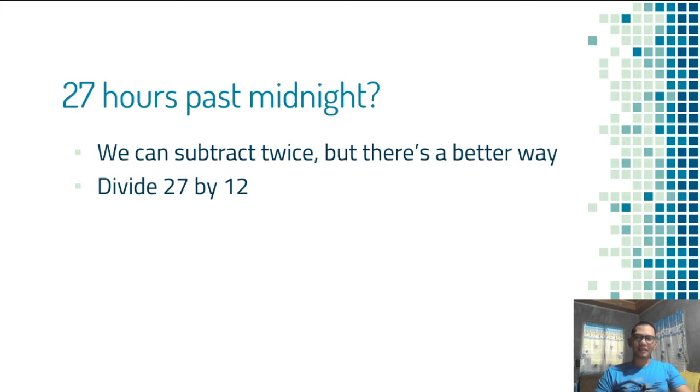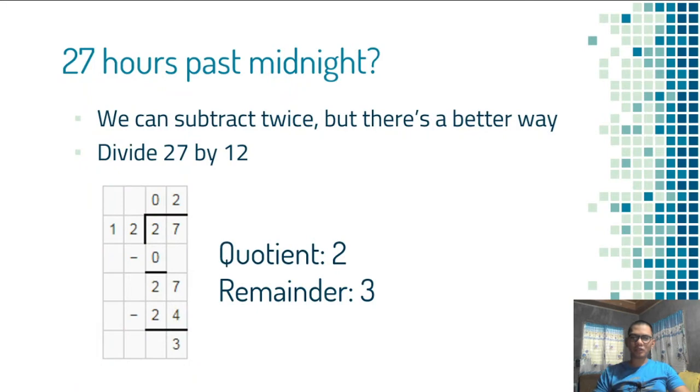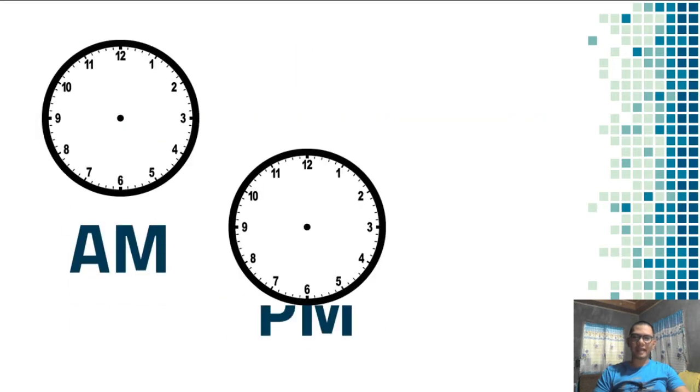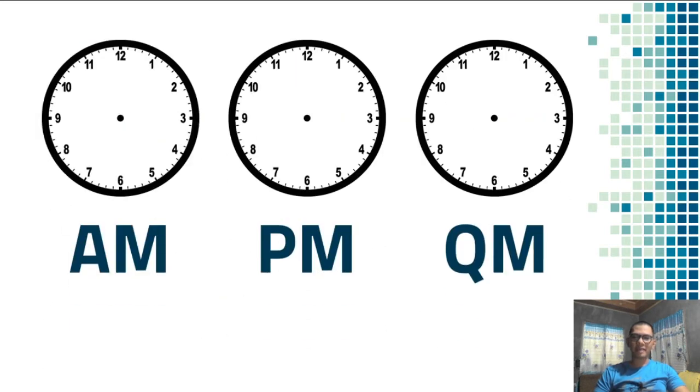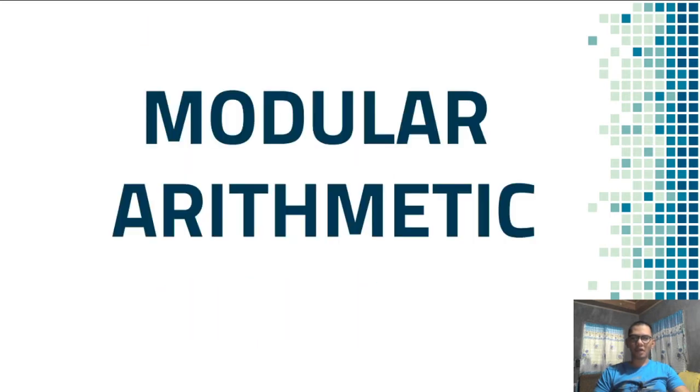Not actually. If you remember the basic division algorithm from elementary, there are 2 things that we'll focus on: the quotient and the remainder. 27 divided by 12 is 2 with the remainder 3. This implies that 2 clock cycles have occurred, and if there existed AM, PM, and QM in this planet, we now know that we are in a QM phase. The remainder, which is 3, refers to the number where the hour hand points at such instance. This is the very basic concept of modular arithmetic.